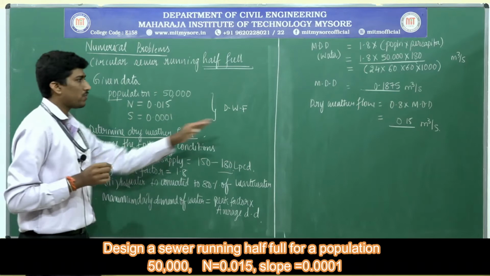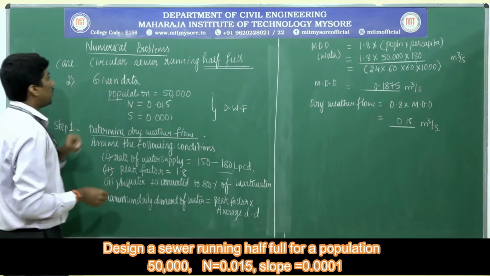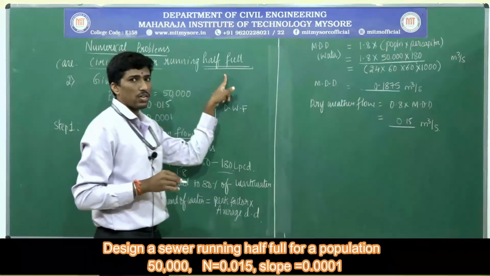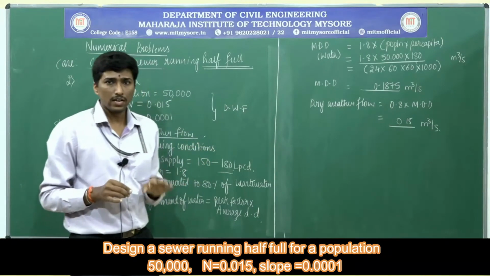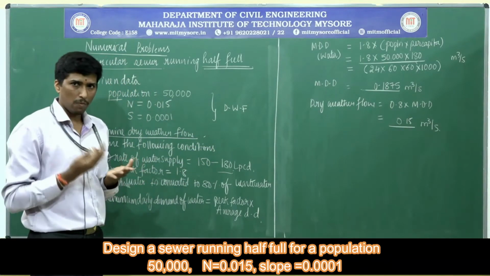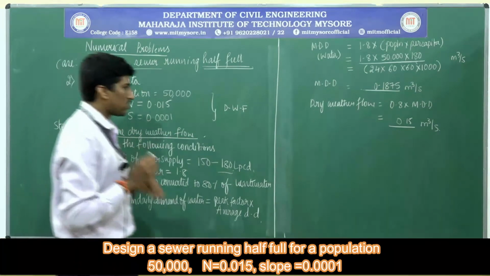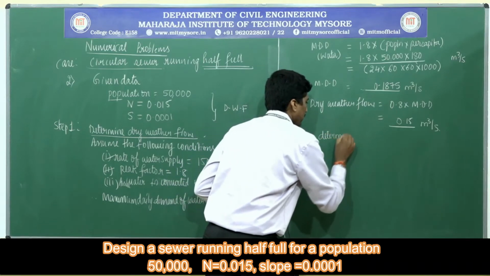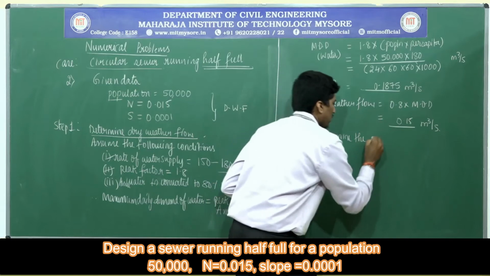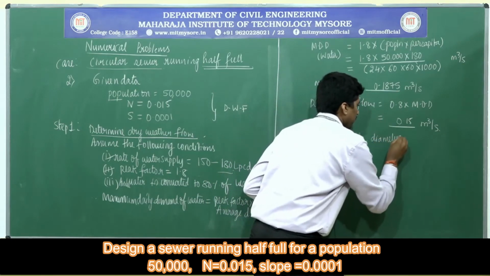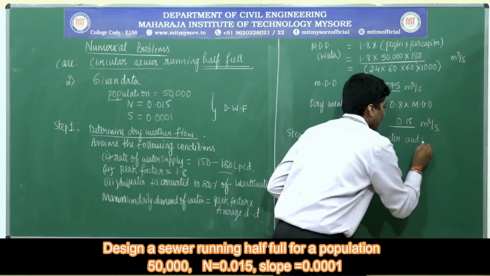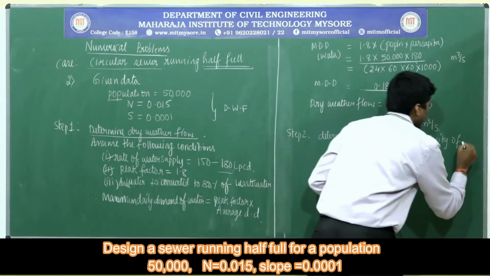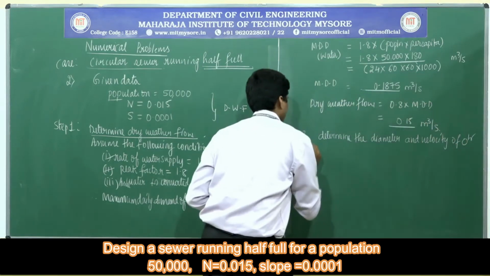Next, moving on to the next calculation, what they have told: circular sewer. So the geometry of the sewer with respect to which condition? Half full condition. So whenever it is running in the half full condition, normally you need to utilize the continuity equation. Now, step 2: determine the diameter and velocity of the pipe of the circular sewer.